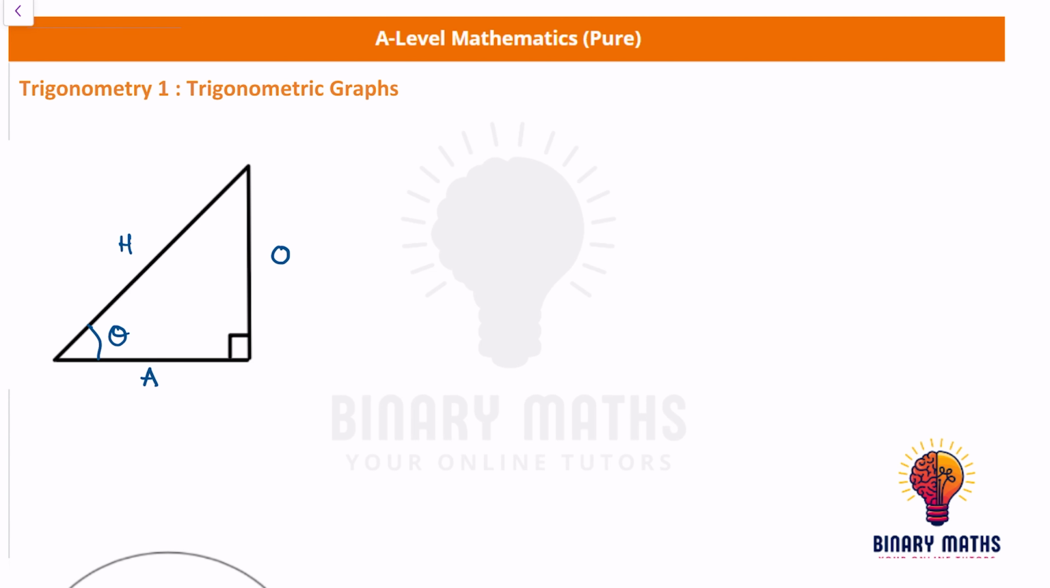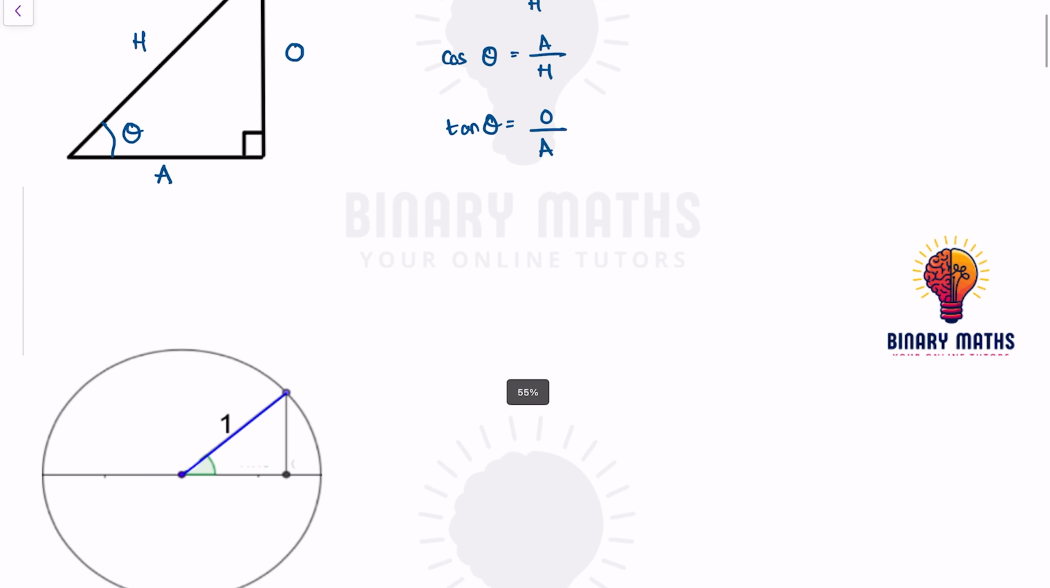Then according to SOHCAHTOA, sine theta is equal to opposite over hypotenuse. Cos theta is equal to adjacent over hypotenuse. And tan theta is equal to opposite over adjacent. Now we'll use this fact to explain something about the unit circle.